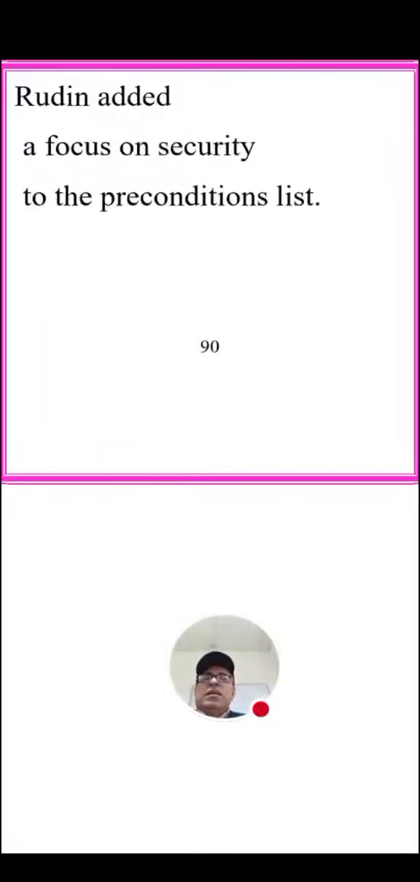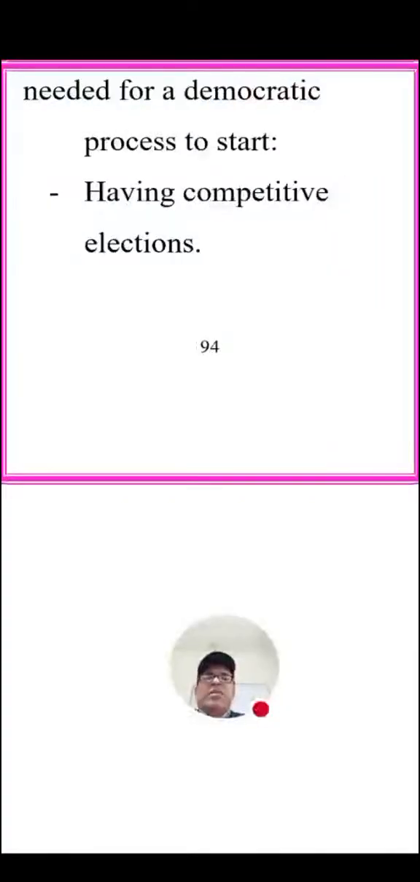Security and democratic process. Rudin, another scholar, added a focus on security to the preconditions list. He said that people can only become free when they first feel secure. He argued that democratization happened in Europe. Levitsky gave three specific conditions.